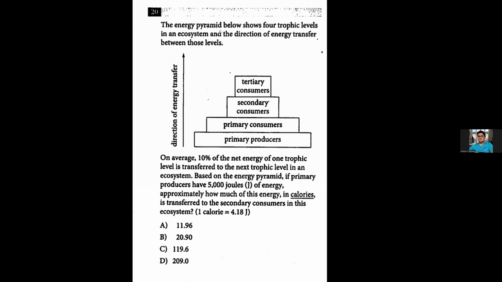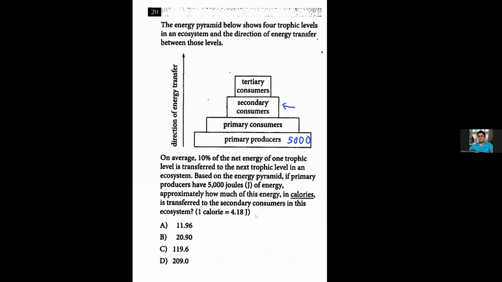The energy produced is in different trophic levels. On average, 10% is transferred to the next trophic level. If primary producers have 5,000, so this bottom layer is 5,000, how much is available to secondary consumers in calories? So how much is available here?